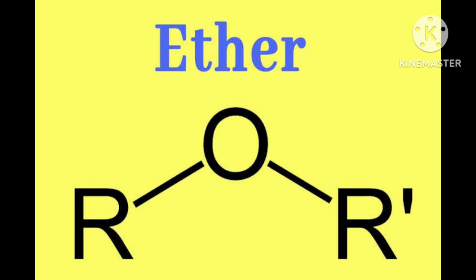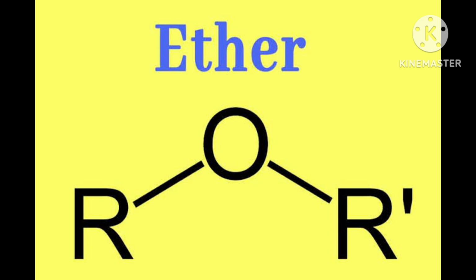I am telling you, the large difference in boiling points of alcohols and ether is due to the presence of hydrogen bonding in alcohol. In alcohol, hydrogen bonding is there, but in ether, there is no hydrogen bonding. The large difference in boiling points of alcohols and ether is due to the presence of hydrogen bonding in alcohols.